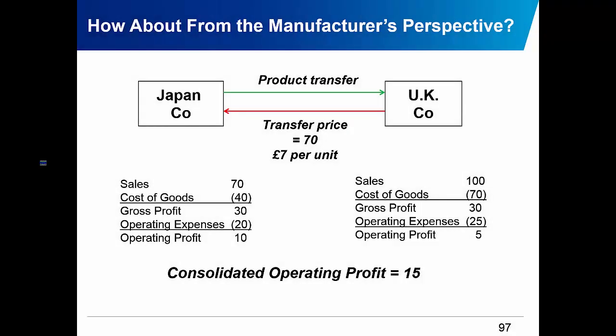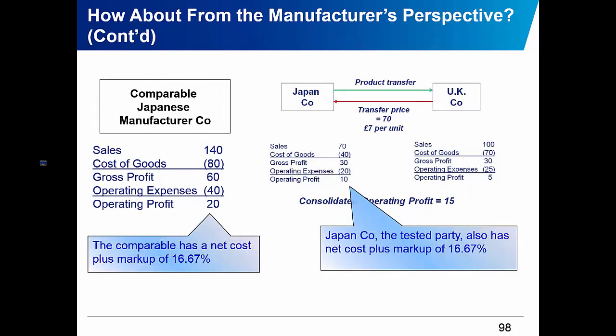Now, could we have done this exercise from the manufacturer's perspective? Absolutely. Here we're back to our base case, and the whole issue here would be, what if we went out and searched for a comparable firm in Japan or in that general market region doing the same thing that the Japanese company is doing, which is manufacturing as opposed to distribution. And we could go out and search for those firms, and we might do well and find one.